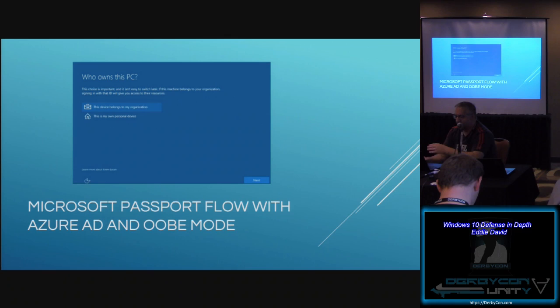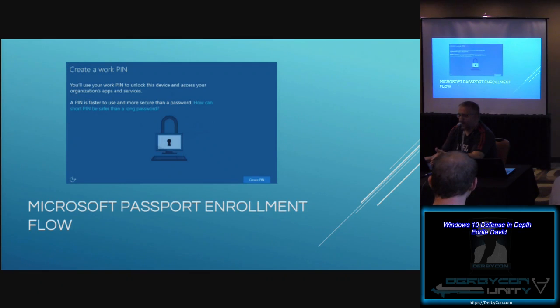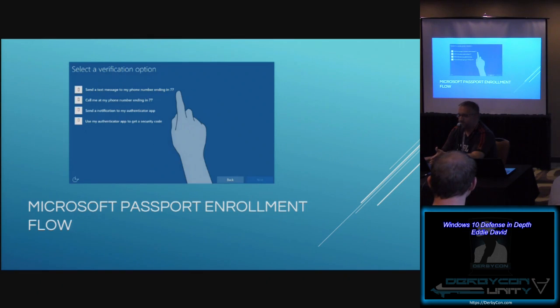One of the first things you get into whenever you get into an out-of-the-box experience is it's going to ask you whether your device belongs to an organization. This example is just using the most simplistic one, which is Azure. So I'm going to join my Azure AD environment. The next thing it's going to ask me is, hey, you need to create a work PIN. How do you want to create this work PIN? Because I need to identify who you are.